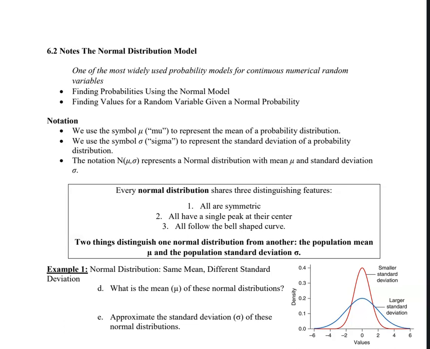The graph itself. First of all, they're always symmetric. That's important. So it's a symmetric distribution, just like we talked about back in chapter 3. It always has a single peak at the center, and it follows what you may call a bell-shaped curve. So I got a couple of examples right here of two different versions of normal distributions.